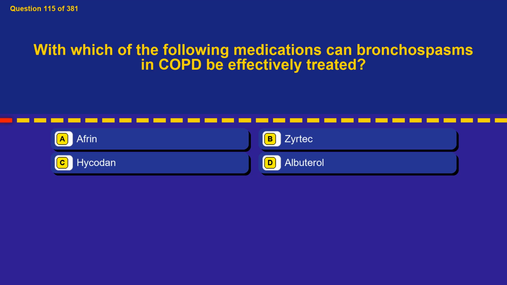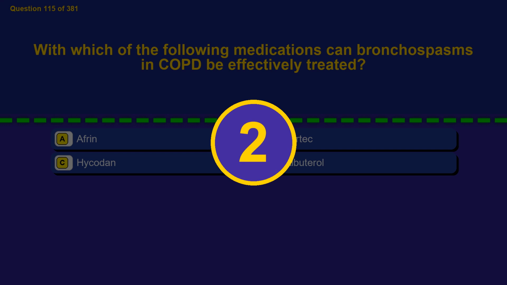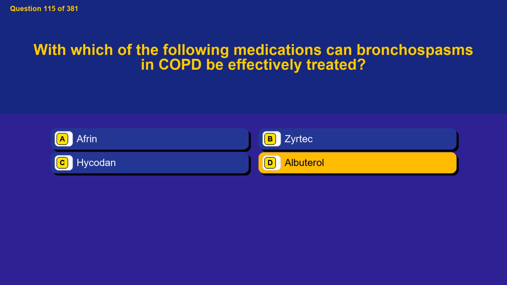Question 115. With which of the following medications can bronchospasms and COPD be effectively treated? Option A, Cafrin. Option B, Zyrtec. Option C, Vicodin. Option D, albuterol. The correct answer is option D, albuterol.